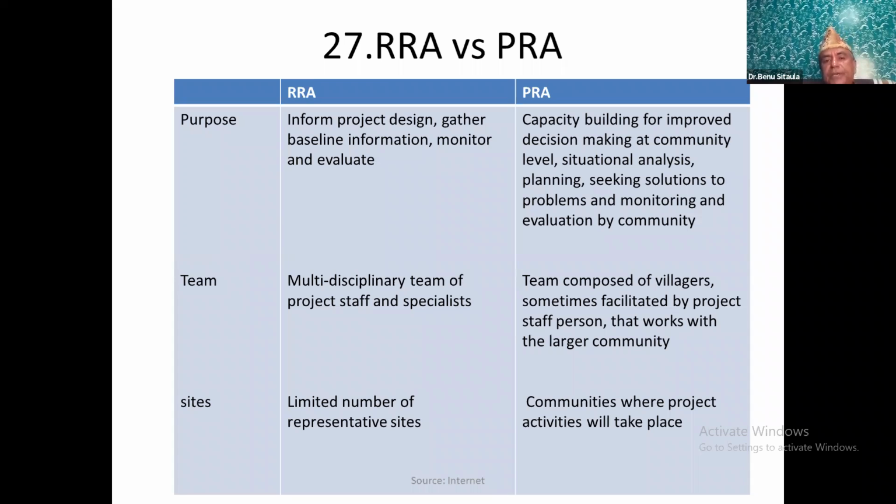Similarly, if we compare PRA and RRA with regard to the team, in RRA it is a multidisciplinary team of project staff and specialists. But the team of the PRA is composed of villagers, sometimes facilitated by project staff, that works with the larger community. And if we talk about the sites of the RRA, it is a limited number of representative sites. But in the PRA, it is the communities where project activities will take place.